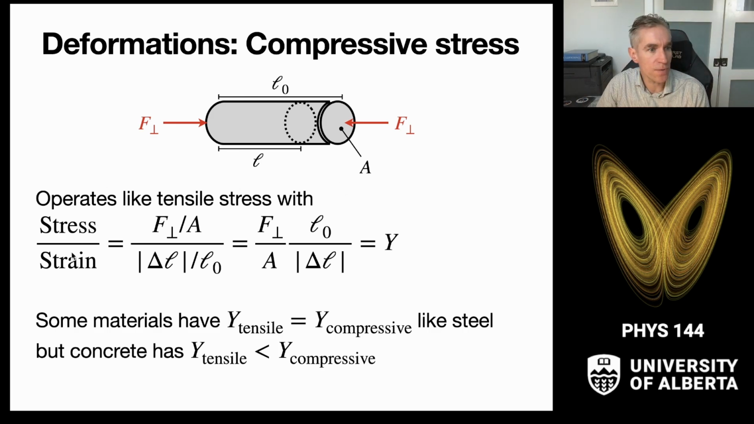So we take the stress over the strain: the perpendicular force over the area, divided by the change in length over the original length. And that gives me a formula that looks just like this. But we have applied absolute values just to imply that, because the length is going to get shorter when I crunch this together, we want this to end up being a positive number.